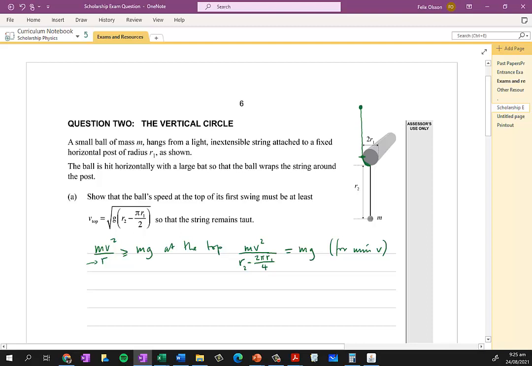And so that gives us an equation that looks like this. We can cancel the m straight away. So we get v squared is equal to g times r2 minus pi r1 over 2, which is exactly what we wanted, right? So v is equal to the square root of g times r2 minus pi r1 over 2.